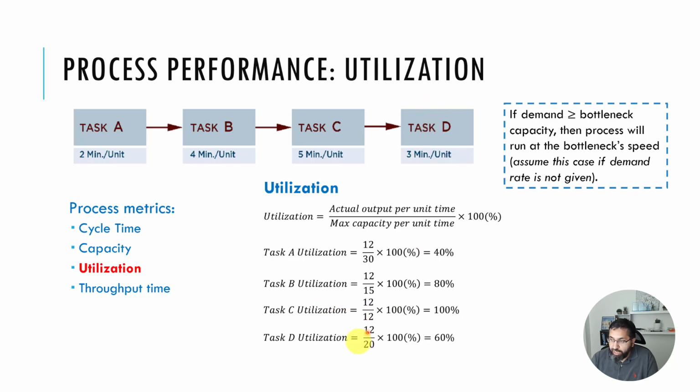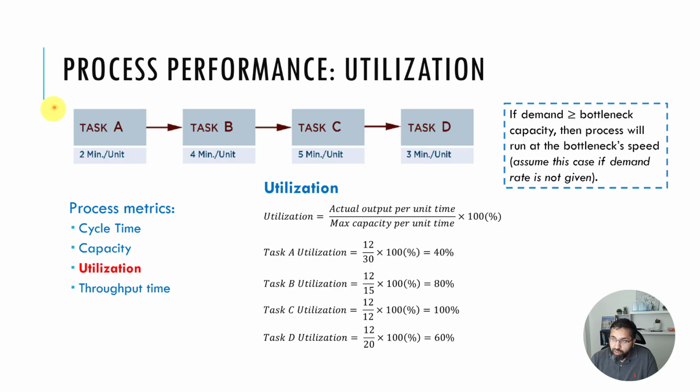Utilization of task D is, again, the actual output of the process being limited by the bottleneck. So the actual output is going to be 12 units per hour, limited by task C's capacity. But task D's individual capacity is 20. So 12 over 20, or 60% utilization for task D.